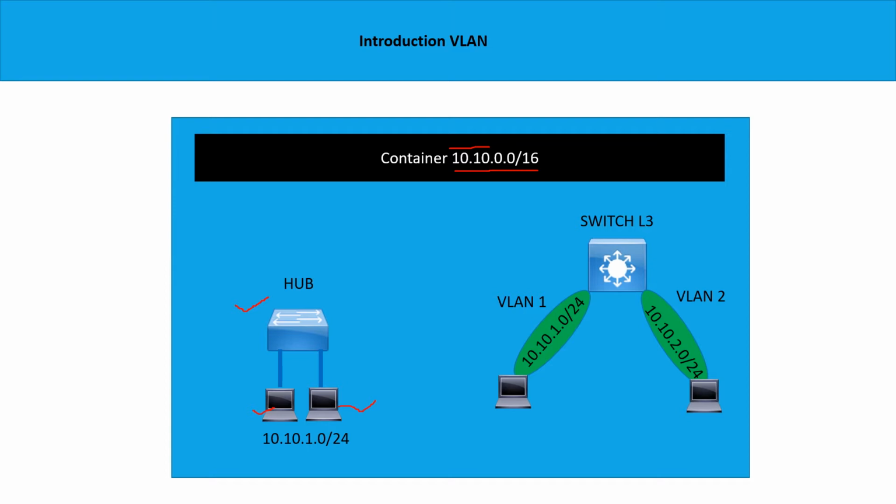Very similarly, if you have a requirement of multiple subnets, from this /16 network I have taken a network 10.10.1.0/24, which is going to be part of VLAN 1. Another network I have taken, 10.10.2.0, is going to be part of VLAN 2. So you need some sort of L3 device in between, which is going to be your L3 switch. It will provision the communication between the two subnets.